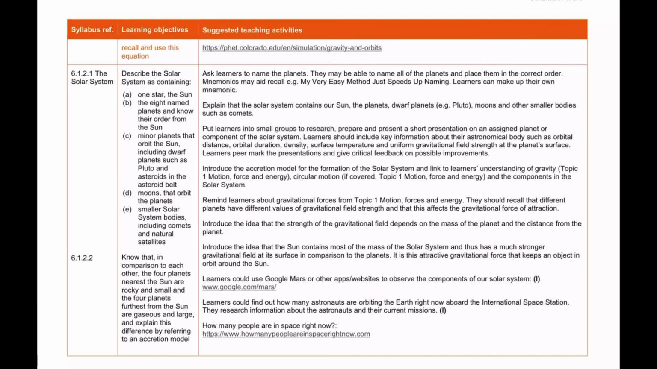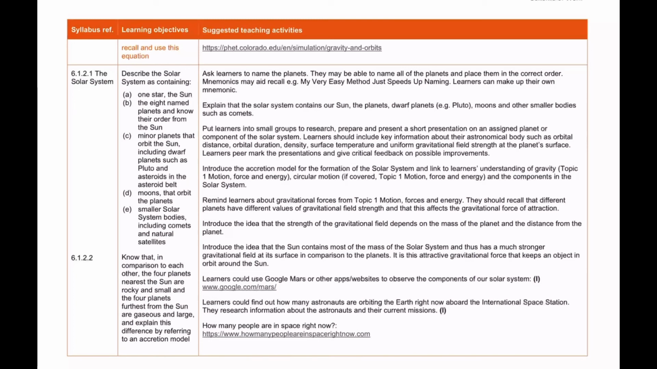6.1.2.1 The Solar System. Describe the solar system as containing: A. 1 star, the Sun, B. the 8 named planets and know their order from the Sun, C. minor planets that orbit the Sun, including dwarf planets such as Pluto and asteroids in the asteroid belt, D. moons that orbit the planets, E. smaller solar system bodies including comets and natural satellites.